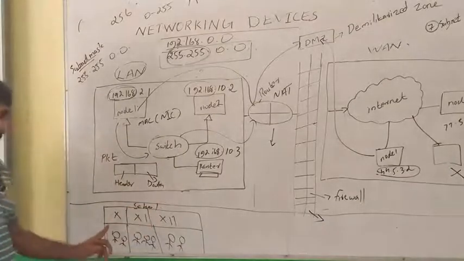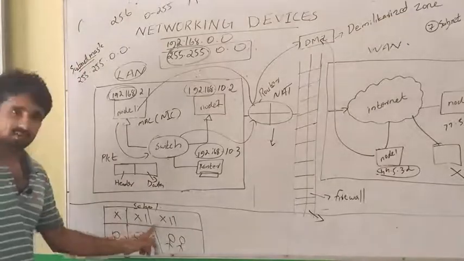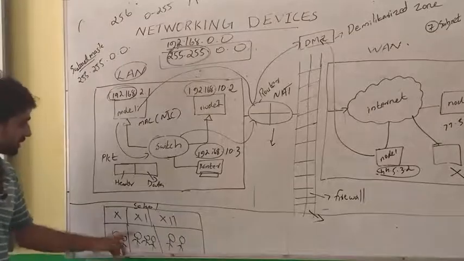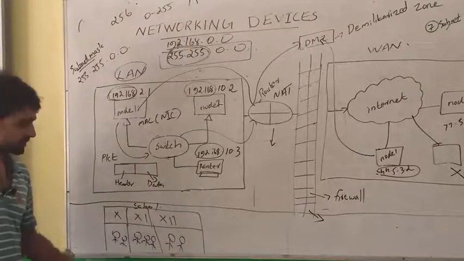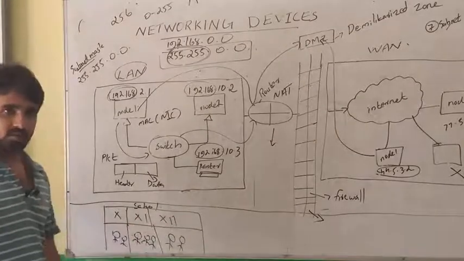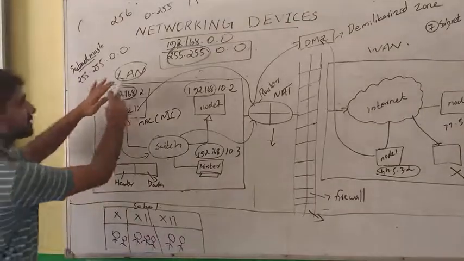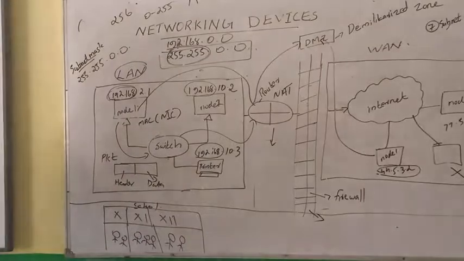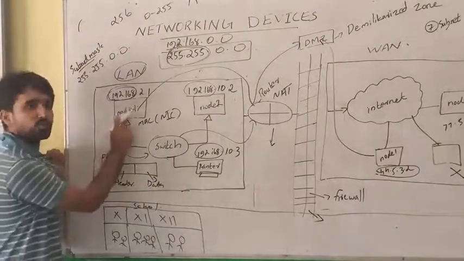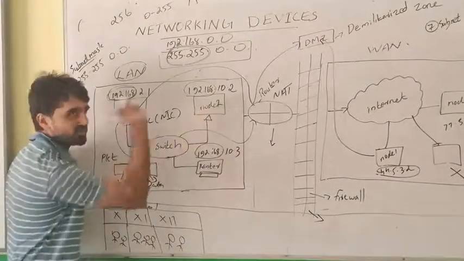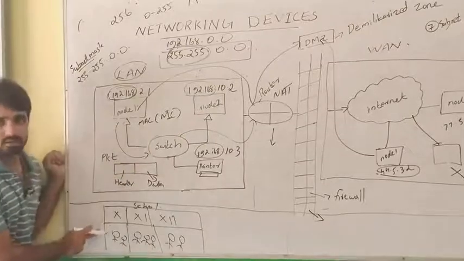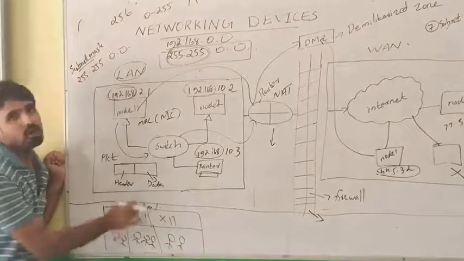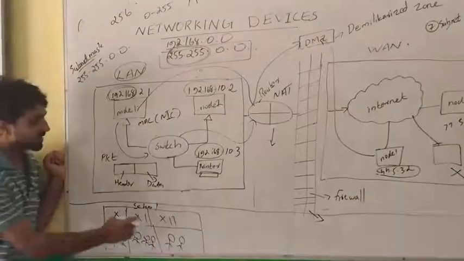This school contains 3 classes: 10th, 11th, 12th. The 10th contains some students, the 11th contains some students, and the 12th contains some students. So this is the LAN only. Then if node 1 wants to send a message to node 2, which means a class 10 student wants to move to the class 12th students or class 11th students.